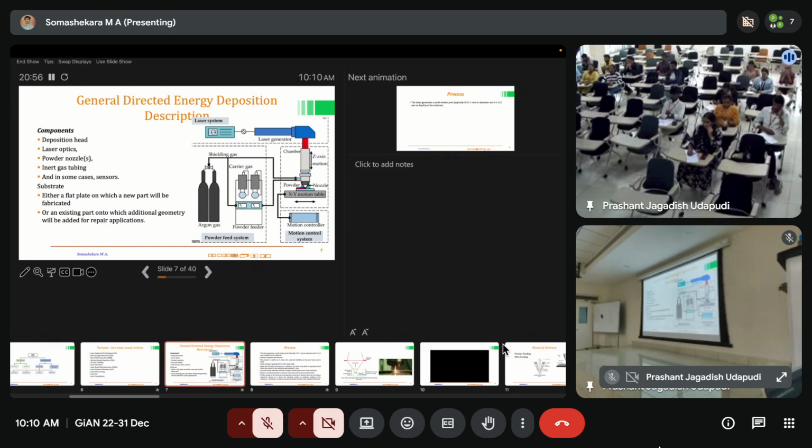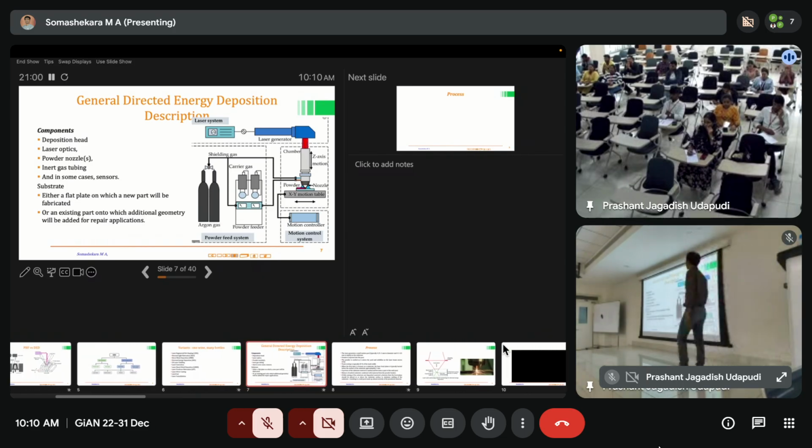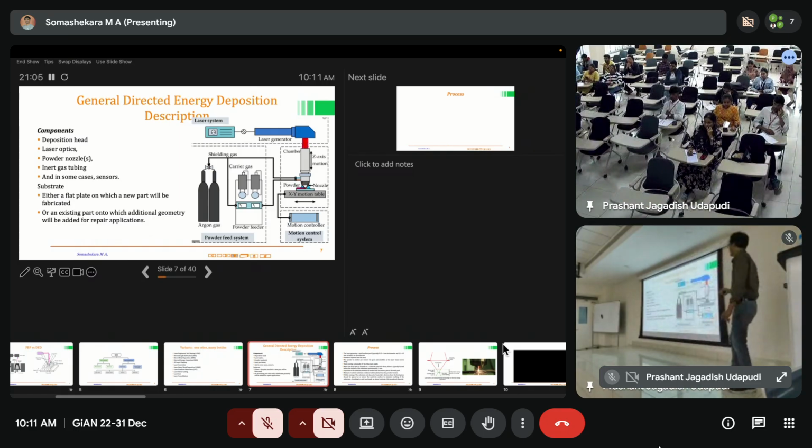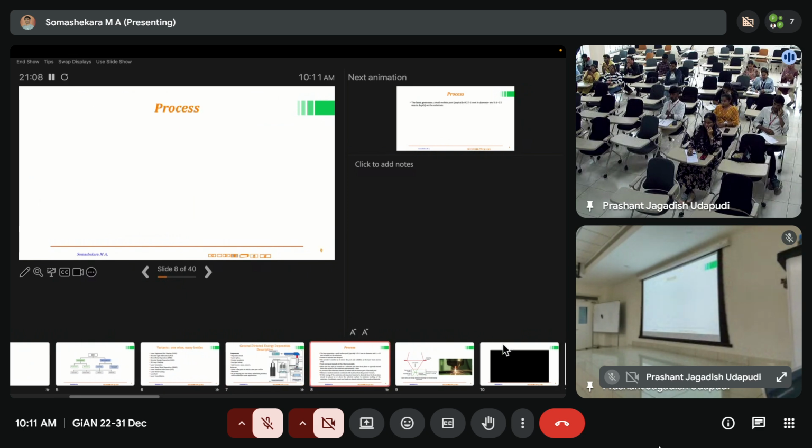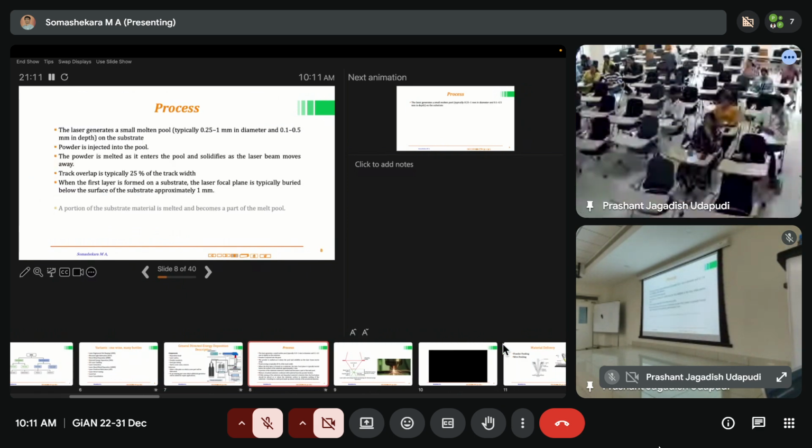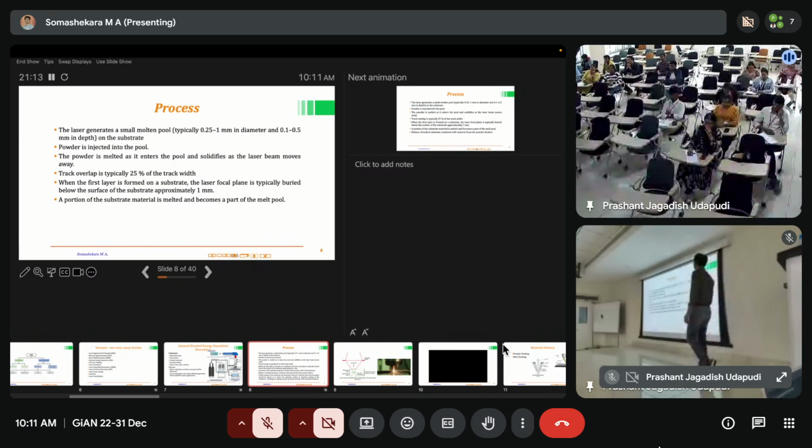So this is very common when it comes to DED technologies. And if you talk about the process point of view, as I said, typically you'll be able to achieve a thickness of anywhere from 0.25 to 1 mm, but this is actually the diameter. You will also get 0.1 to 0.5 mm in depth. Basically you can penetrate that much with the power, the melt pool, so that you can penetrate into the previous layer, right?